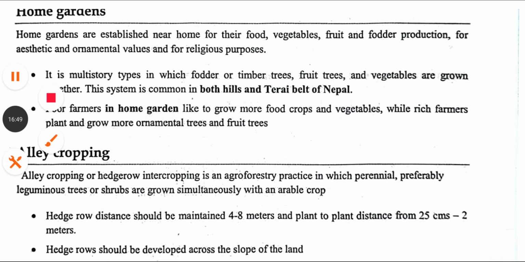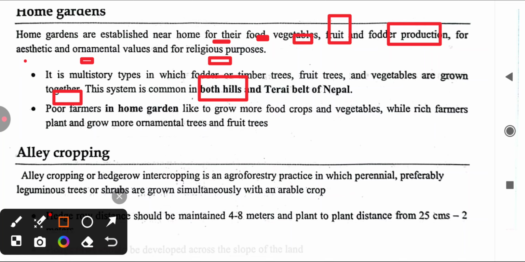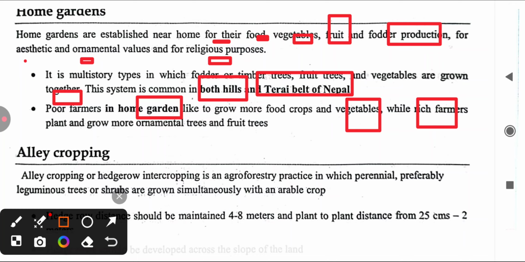Home gardens are established near the home for food, vegetable, fruit, and fodder production, for aesthetic, ornamental value, and for religious purpose. It is multi-story type in which fodder and timber trees, fruit, and vegetables are grown together. This system is common in both hill and Tarai belt of Nepal. Poor farmers in home gardens like to grow more food crops and vegetables, while rich farmers plant and grow more ornamental trees and fruit.